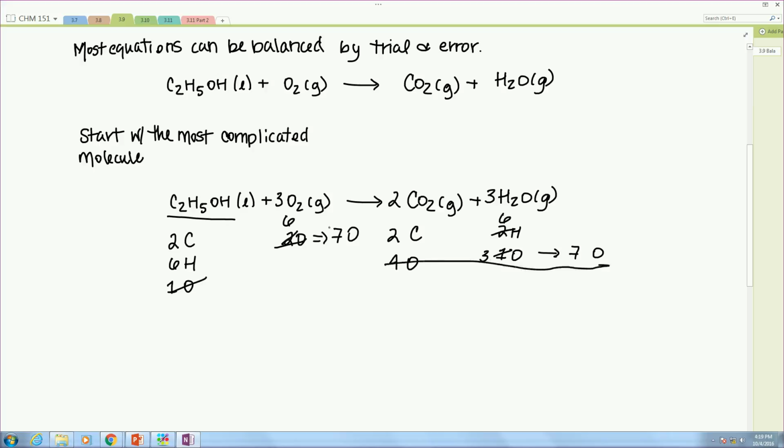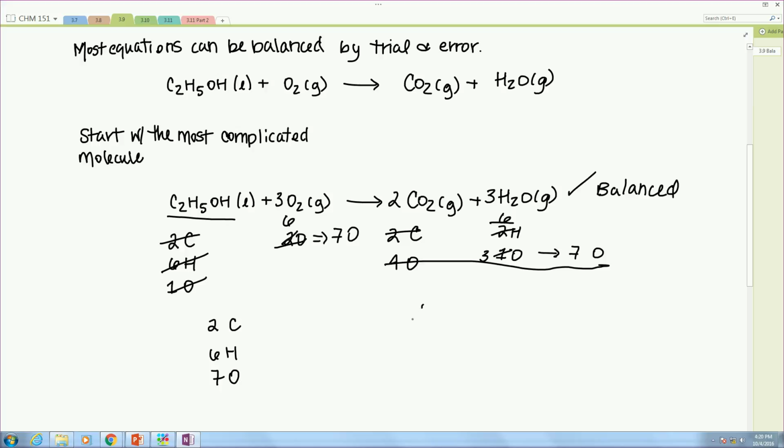Our oxygens match, our carbons match. Now what about hydrogen? Hydrogens now match. So this equation is now balanced. And we can check that just by adding everything up again. So if we look at the new equation that we just made, we have 2 carbons on the left side, 6 hydrogens on the left side, 7 oxygens.